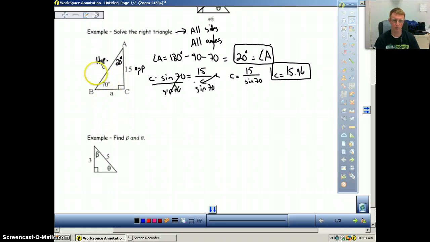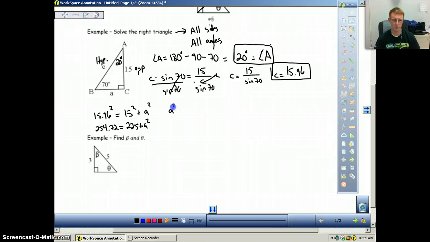So there's a couple of ways that we can do this. Now that we have two sides of our triangle, we can use the Pythagorean theorem if we want to. So in other words, we could do 15.96 squared equals 15 squared plus A squared, and solve it that way. There's nothing wrong with doing that. So we have 15.96 squared is equal to 254.72, and then equals 225 plus A squared.